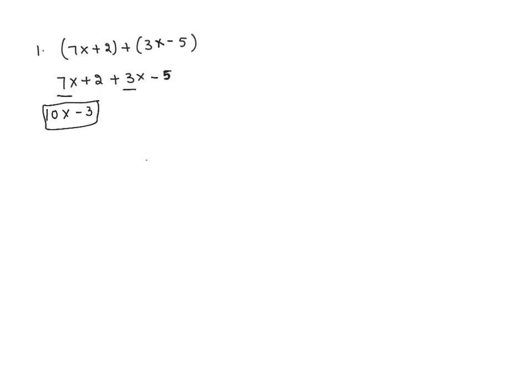Chapter 7.2b, it's a classwork and homework for adding and subtracting polynomials. Question number 1 on this one is adding 7x plus 2 plus 3x minus 5. You're going to rewrite this as 7x plus 2 plus 3x minus 5. You're going to combine the like terms, so that's going to be 10x minus 3. So the first answer is 10x minus 3.